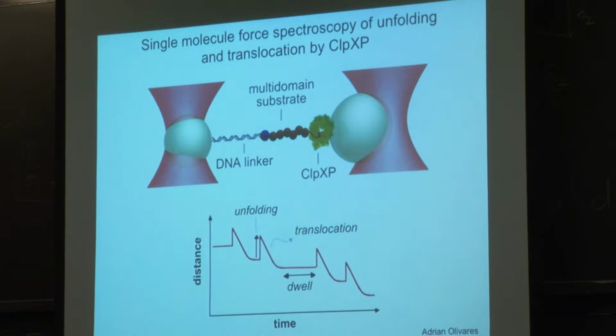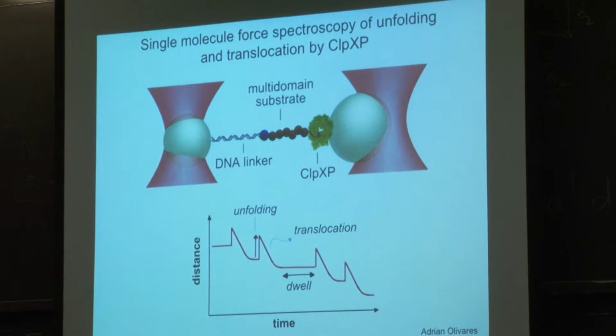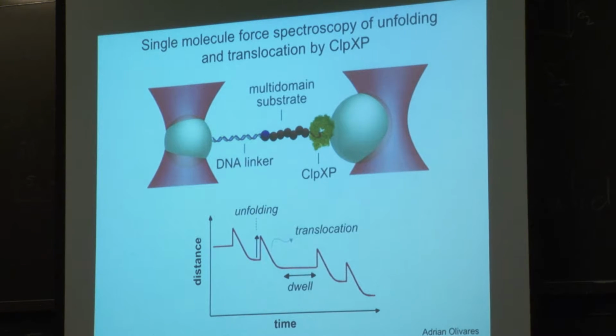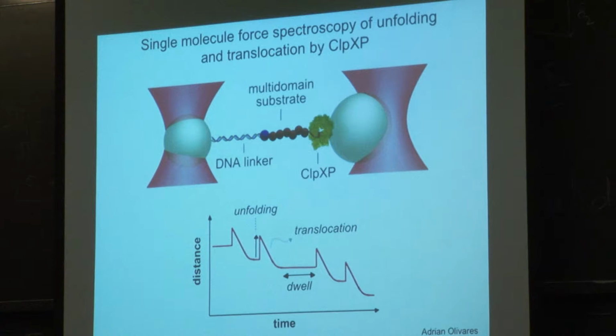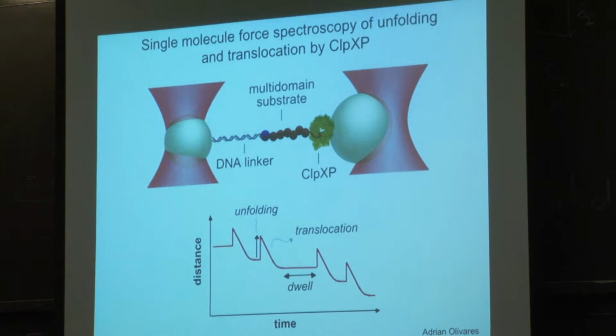And it continues this translocation until it reaches the next folded protein substrate, at which point it stops. It can't translocate any further, and it begins to attempt to unfold the substrate again. Eventually, after a dwell that we call a pre-unfolding dwell, it will be successful at unfolding the substrate. There will be another jump in bead-to-bead distance, and the process will repeat.